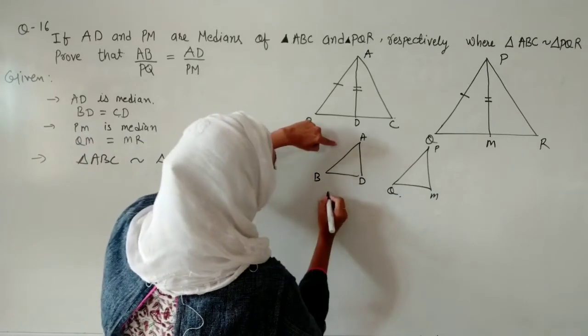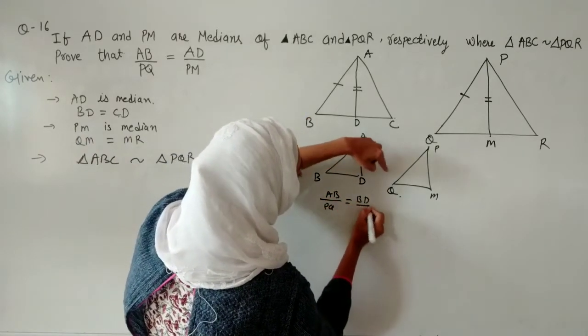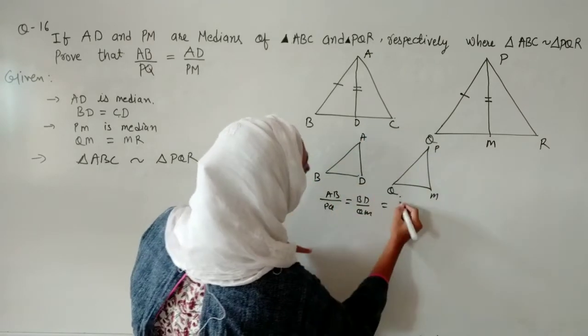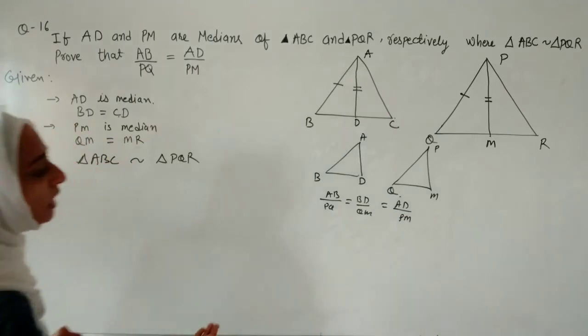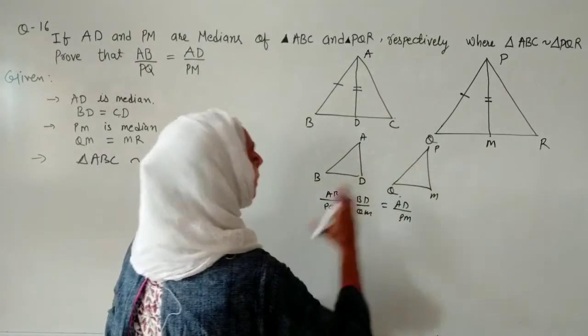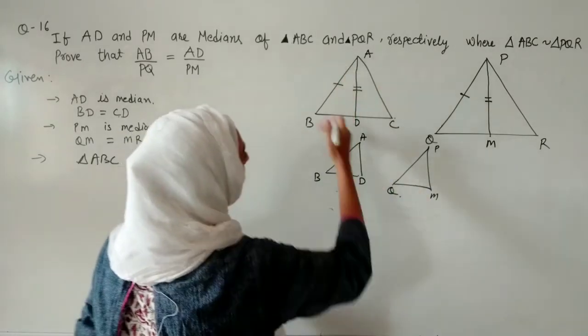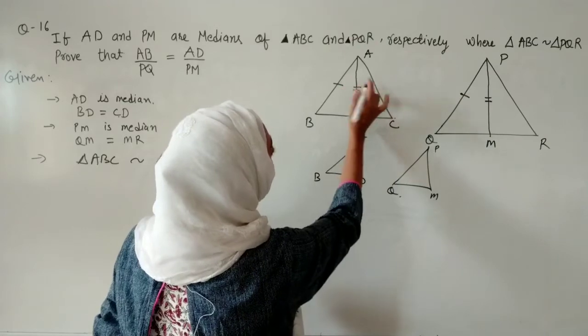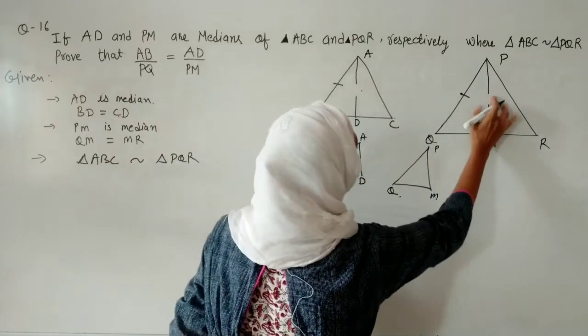Else, if we prove AB by PQ equals BD by QM, and that equals AD by PM, and if we are successful in proving this, then we can prove these two triangles similar. But here, as you know, what is given to us in that large triangle does not give this thing. Whatever we have to prove, they do not give.